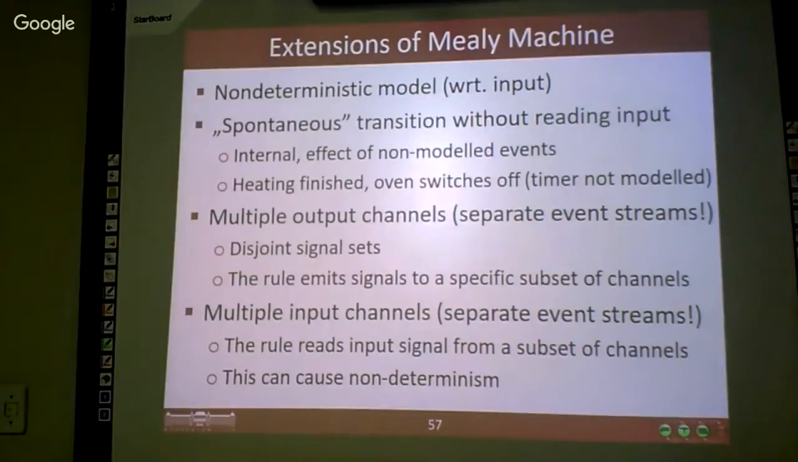We can have multiple output channels, actually separate event streams with disjoint signal sets. And the rules will emit signals to a specific subset of channels. And we can also have multiple input channels. And the transition rule reads input signals from a subset of channels. And this can also cause non-determinism.